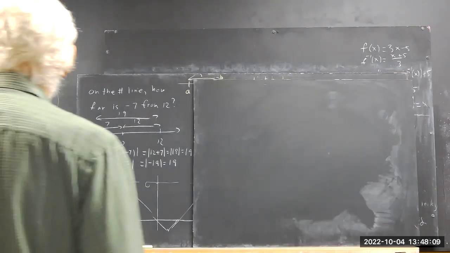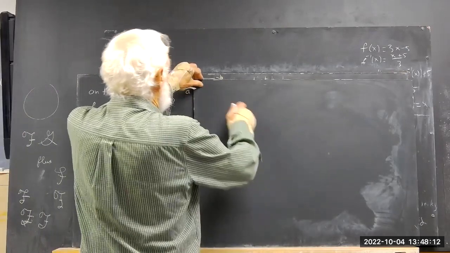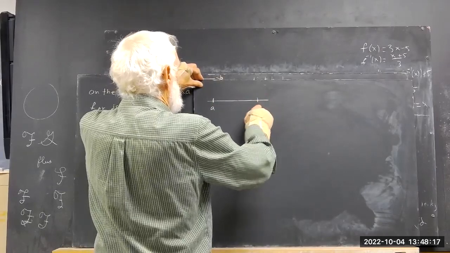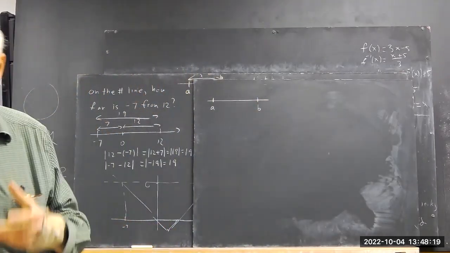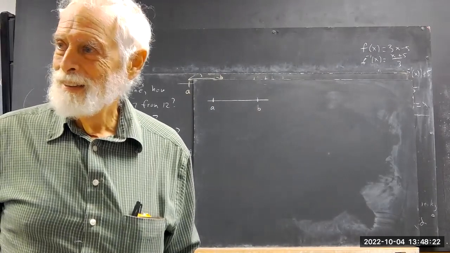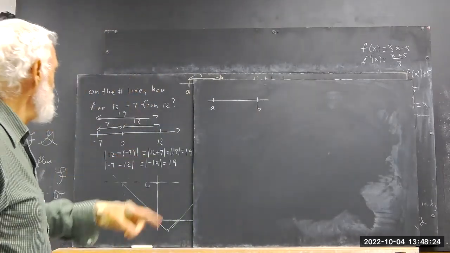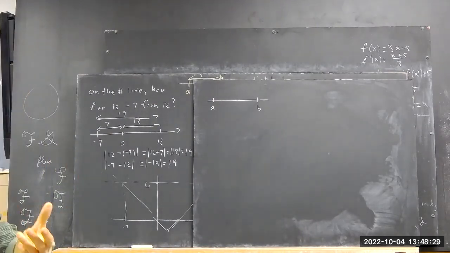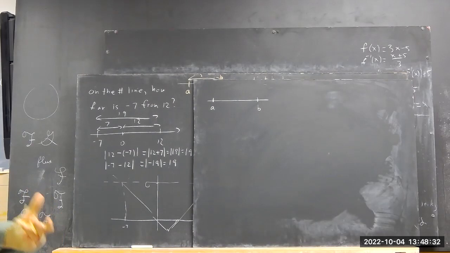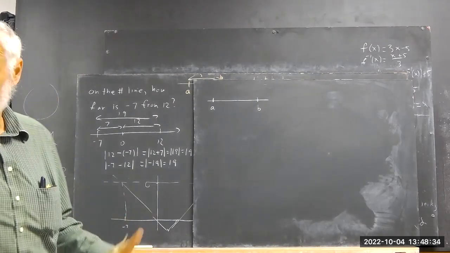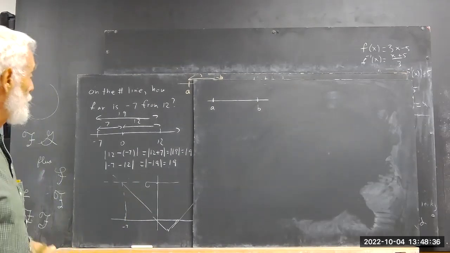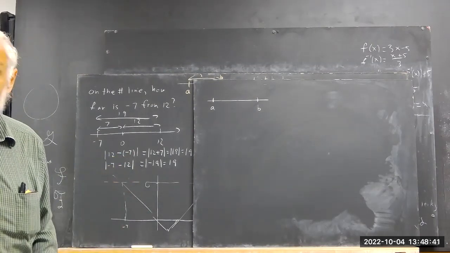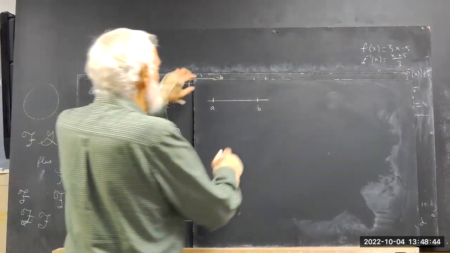Okay, now. Again, our question is how to get the distance between A and B. So let me write this down. Here's A, here's B. I gave you a big hint that if you do the same thing with A and B that we did with 12 and -7, you're going to get it. Okay, what did we do with 12 and -7? We subtracted. And it didn't matter whether we did 12 minus -7 or -7 minus 12.